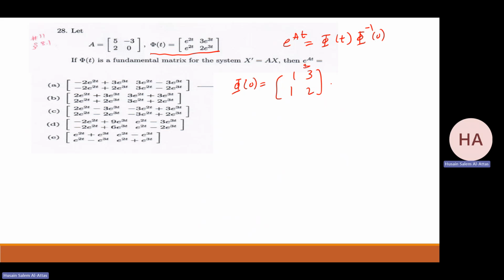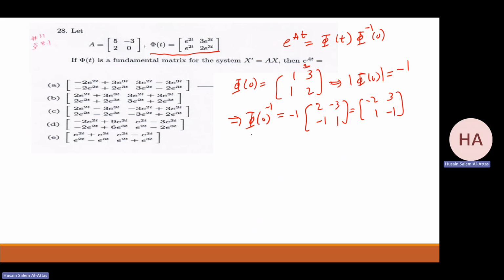So what will be the determinant of Φ at 0? That will be 2 minus 3, which is minus 1. So Φ(0) inverse will be minus 1 times what? [2, -3; -1, 1]. That will be [-2, 3; 1, -1].